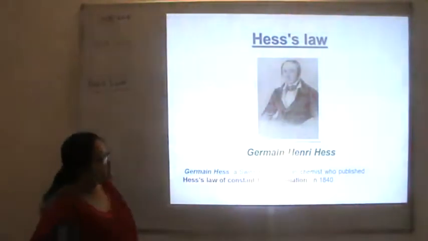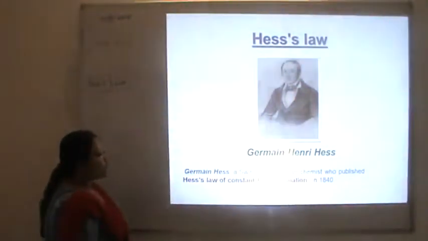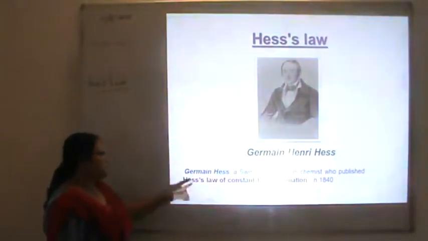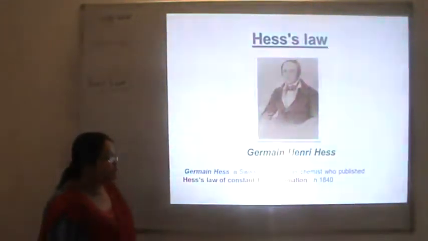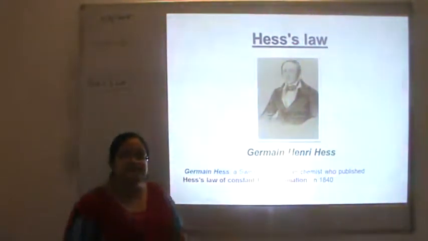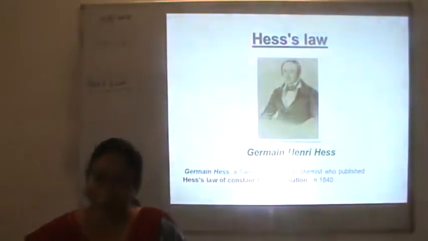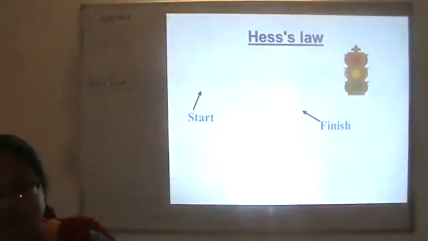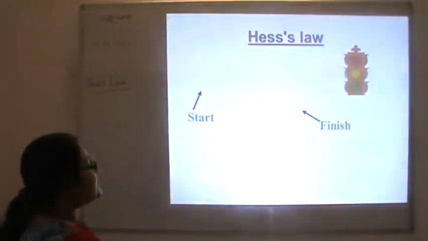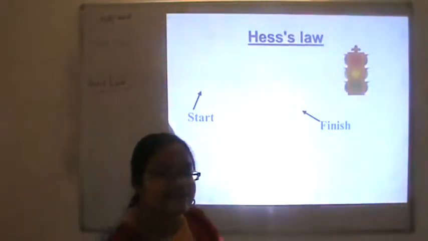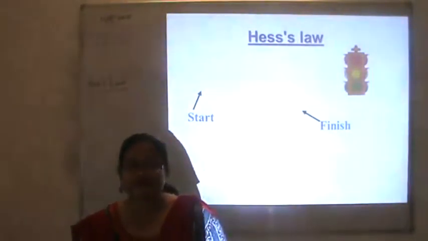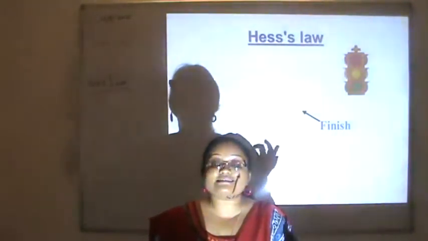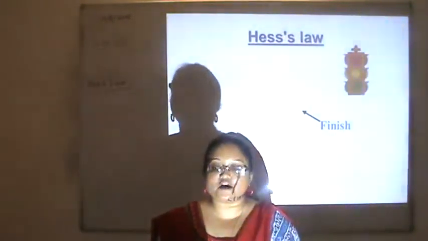Hess's law was conceived by the Swiss-born Russian chemist Germain Heinrich Hess. Hess's law of constant heat summation was published in the year 1840. So what is Hess's law? For discussing Hess's law, we have to know about the state function and path function.